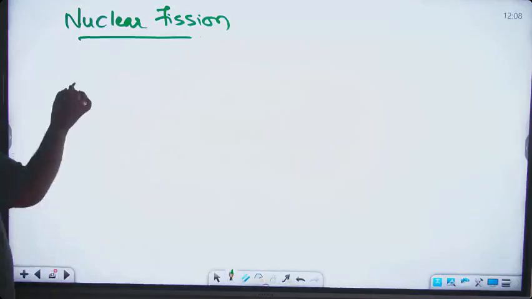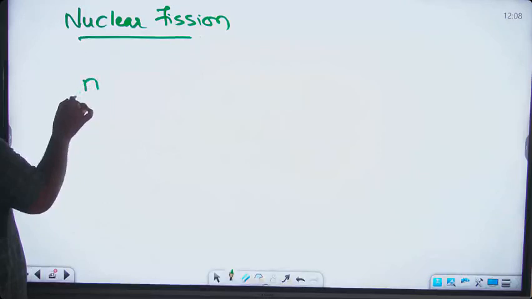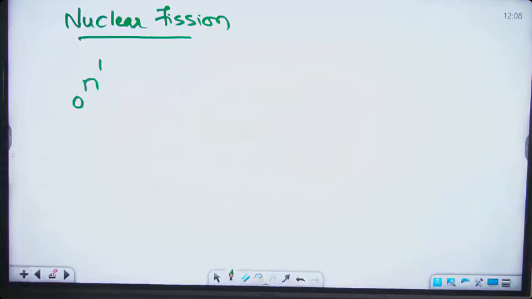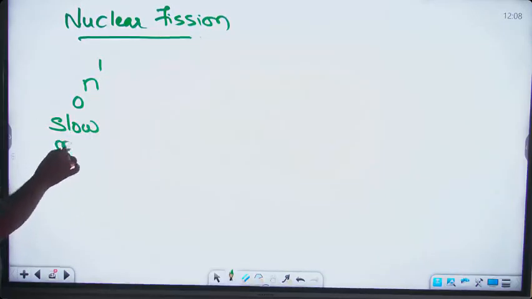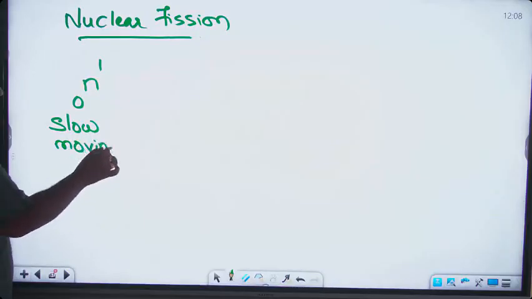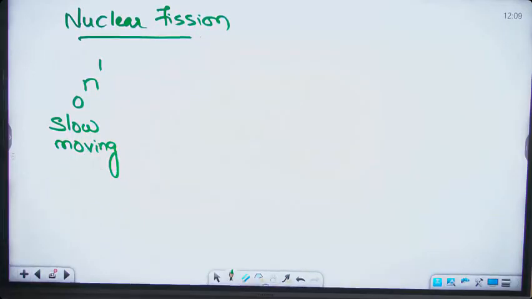Now, for example, suppose that you're talking about the slow moving neutron. For nuclear fission to happen, the major condition is that the neutron must be moving very, very slowly. Suppose that the neutron is moving fast, then the fission process will not happen. Only in that particular case will the fission process carry out, or else it will not take place.